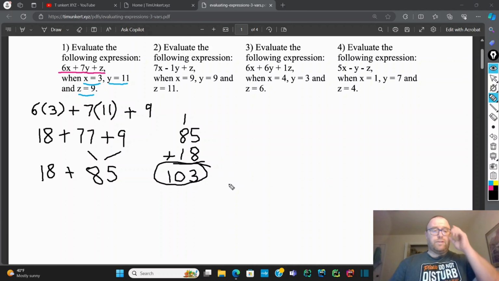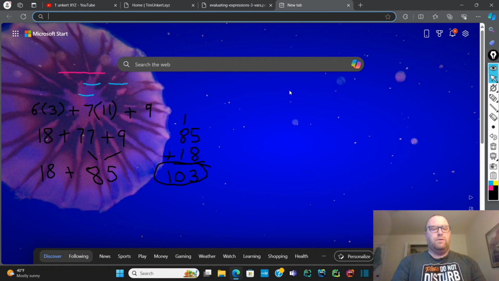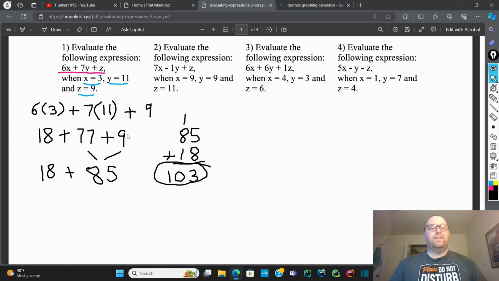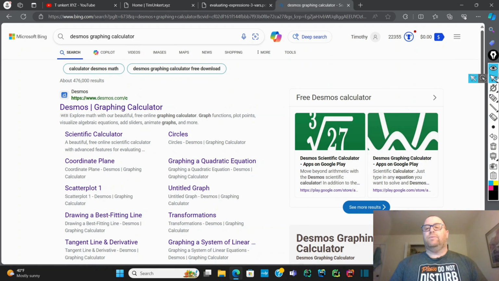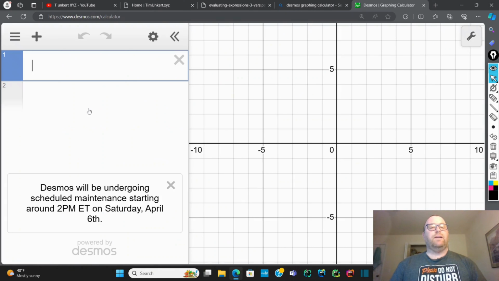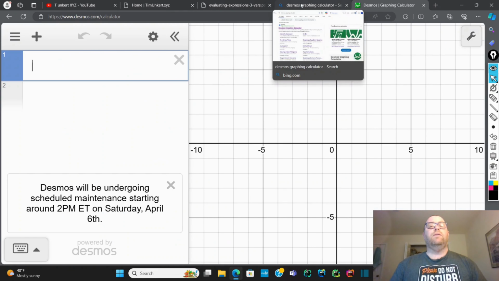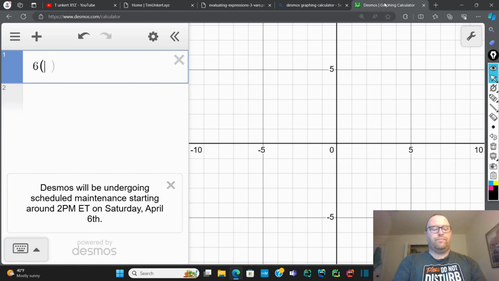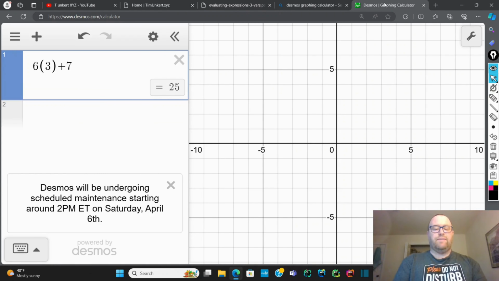Okay, so if you want to do this via Desmos, you can look up the Desmos graphing calculator. Take a snapshot of this because I'm going to delete it. Okay, so let's delete that. And we'll go to the Desmos graphing calculator, and we're just going to plug in those values. So x is 3, so 6 times 3 plus 7 times 11 plus the z value of 9.